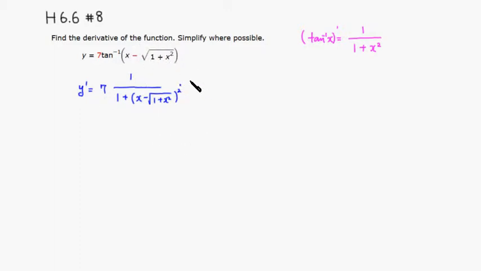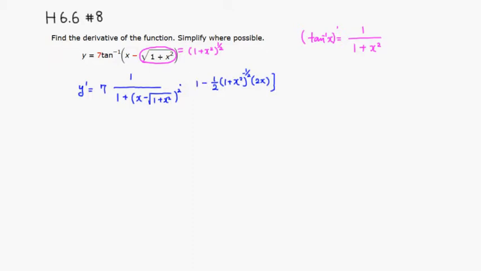So that will be the derivative of x, which is 1, then minus, and this is equivalent to the quantity 1 plus x squared to the 1/2 power. So put 1/2 in front, keep the same quantity, subtract 1 from the power, and multiply by the derivative of the inside. So we get that.